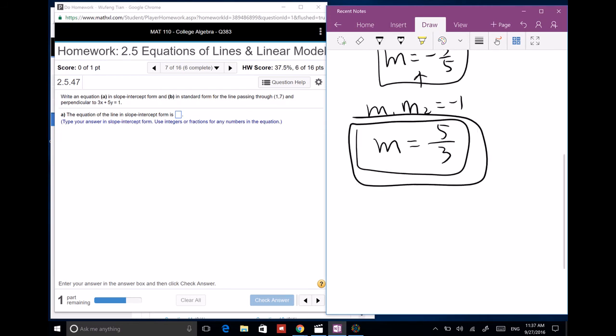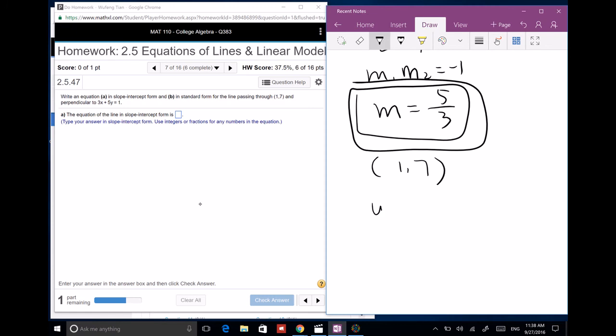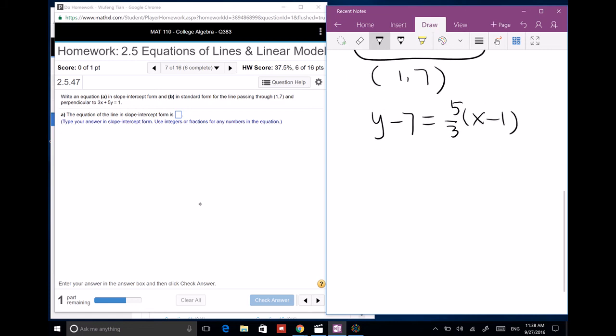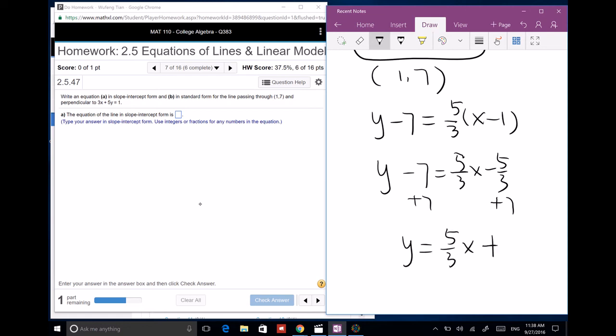Okay, so we have the slope, we have the point (1, 7). So now we find the slope-intercept form. y minus 7 equals 5/3 times (x minus 1). We have to simplify this a little bit. y minus 7 equals 5/3 x minus 5/3. Add 7 to both sides. So you have y equals 5/3 x minus 5/3 plus 7, which is 21/3. 21 minus 5 is 16/3.